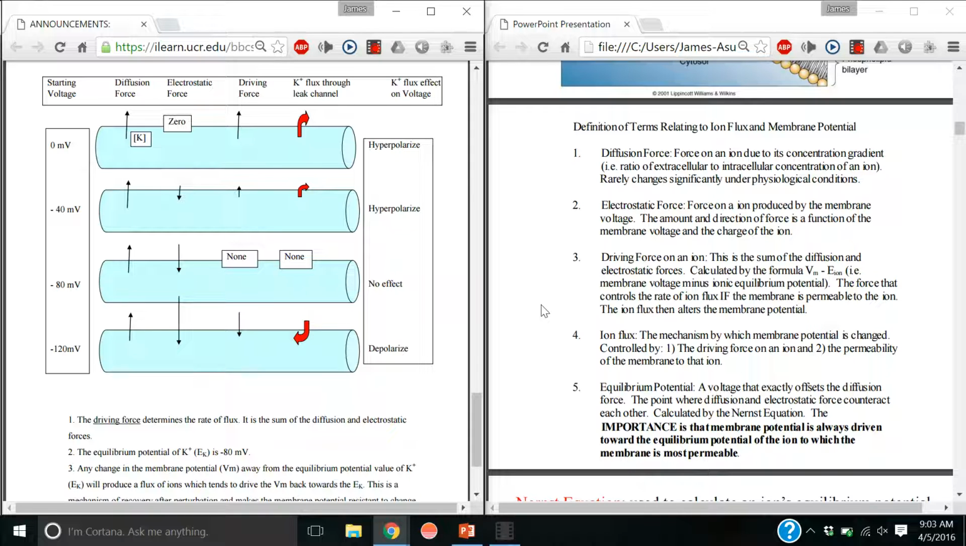It is that high permeability of the membrane to potassium at rest that is the reason that the equilibrium potential for potassium is the major determinant of the resting membrane potential.